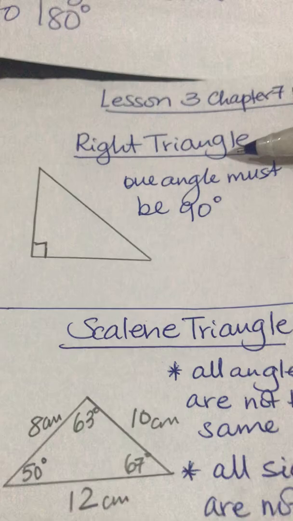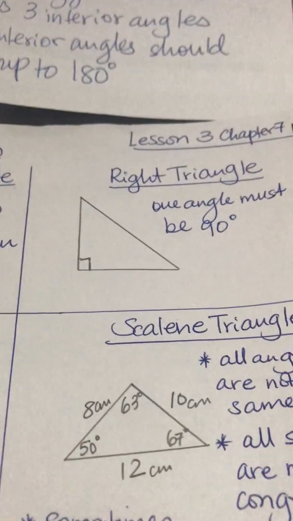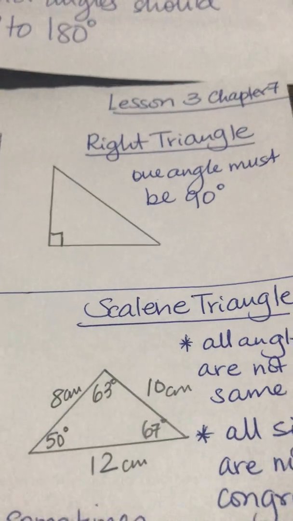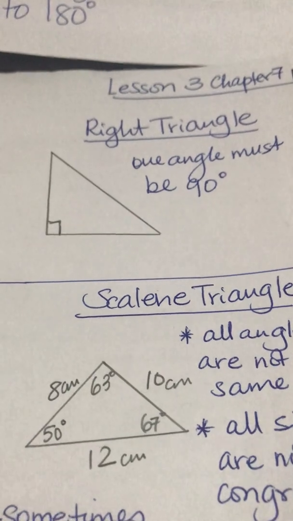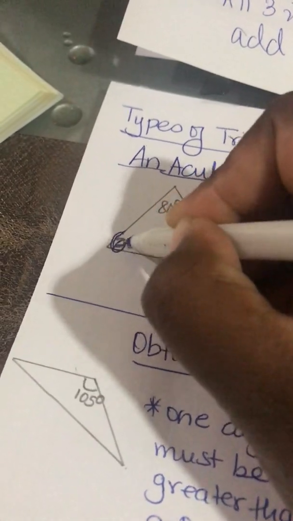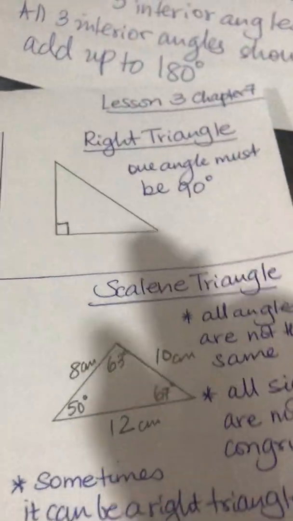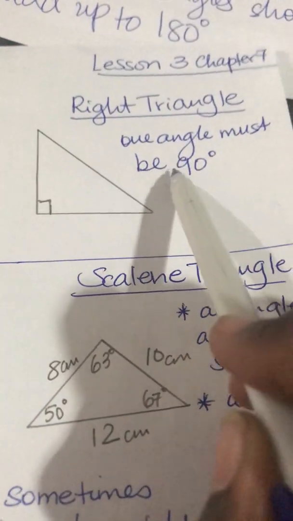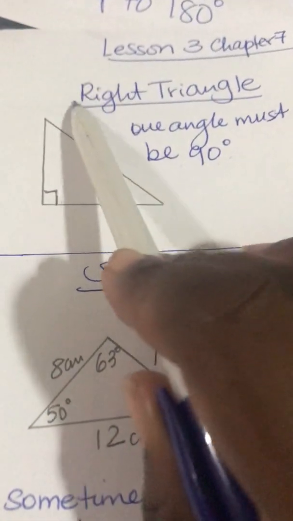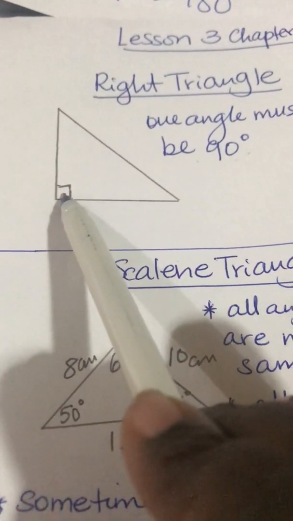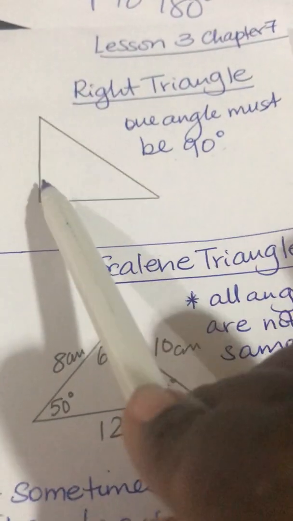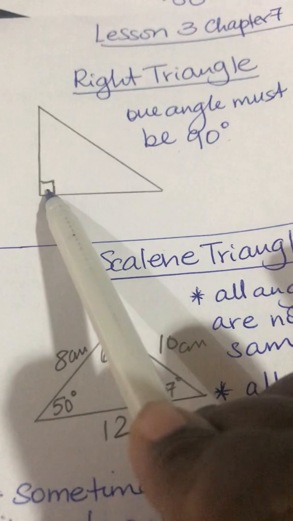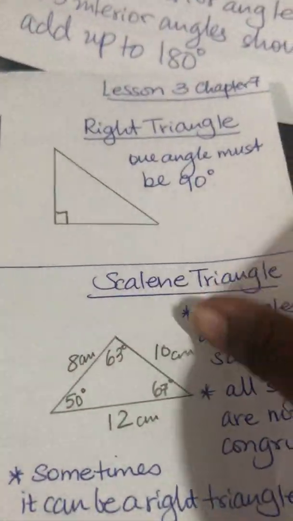A right triangle, one angle must be 90 degrees. Make this 60. Okay, again, a right triangle, one angle must be 90 degrees. Either you will see the word right, or you will see the box, or you will see the number 90 degrees in the picture. If you see this, you know you need to put 90. If you see this, you know you need to use 90 degrees. Okay?